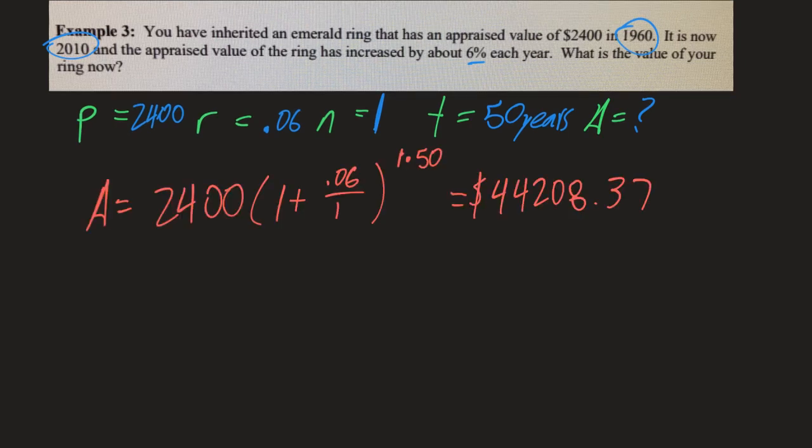And as you can see my setup for it, 2400 times 1 plus 0.06 over 1, times 50 in the exponent. And I came up with $44,208.37. So after 50 years, you can see that $2,400 ring is definitely worth a whole lot more.